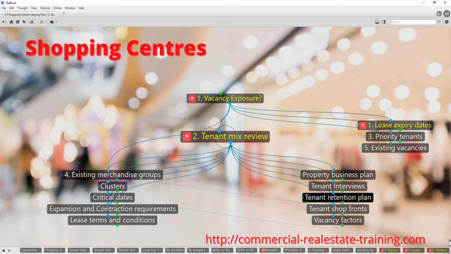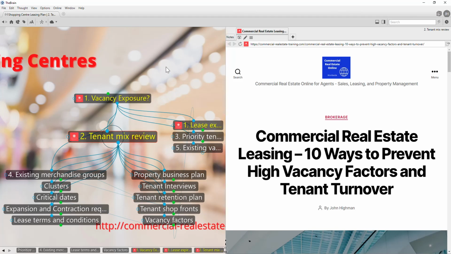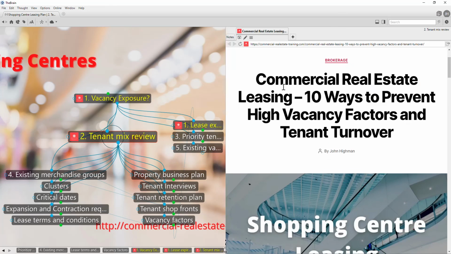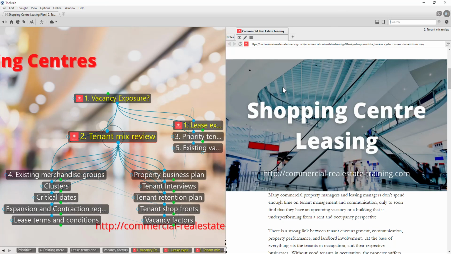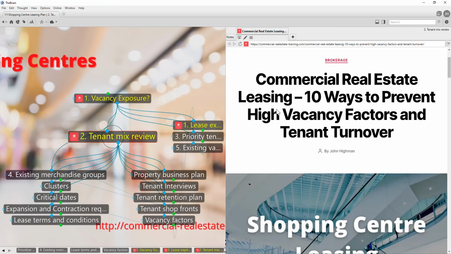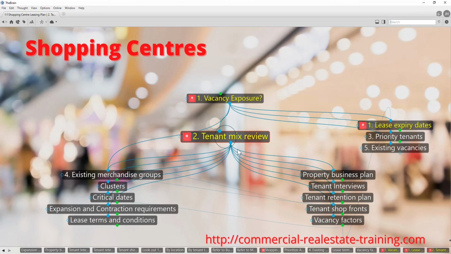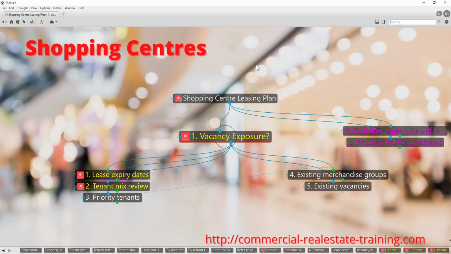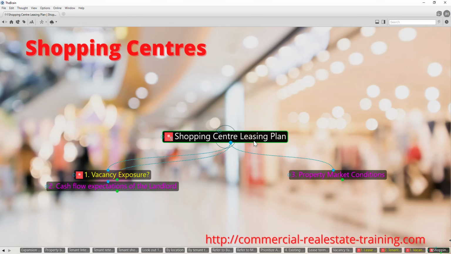Now, as part of that, I've got another special article for you to print off from the website. And here it is. So go to the website and print this one off. That's 10 ways to prevent high vacancy factors and tenant turnover in your property. And of course, this particular article is based around shopping centre leasing, which is really what I'm talking about here. That's the article you can print off and get the good ideas to help you keep your property leased in a strategic way. And that, of course, is the shopping centre leasing plan. And there are many more things in this matrix for you to observe and work with. Given that this is very deep and very long, I'm breaking it up into different topics for you.